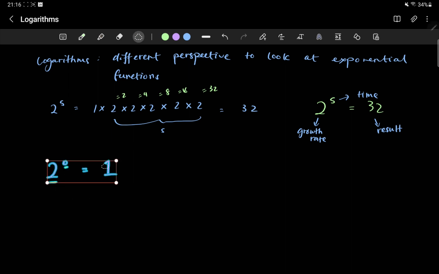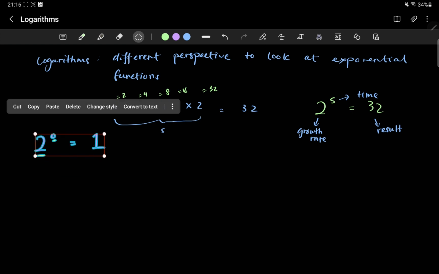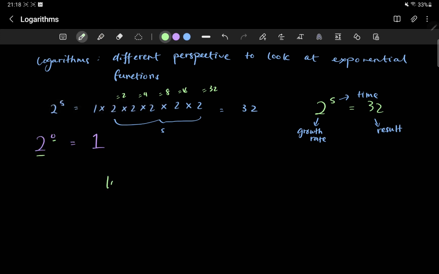Okay, now I'm going to write down some logarithm expressions, and then we can figure out what perspective we are looking at the exponential functions from. So I'll give you log 32 base 2 equals 5. If you look at them in comparison, here we have 2 to the power of 5 equals 32. You can see I'm just shuffling around the numbers, right?